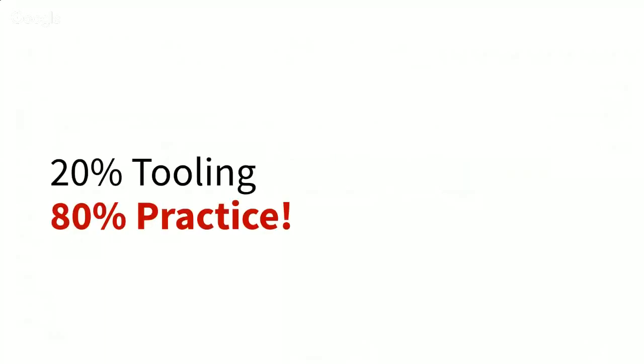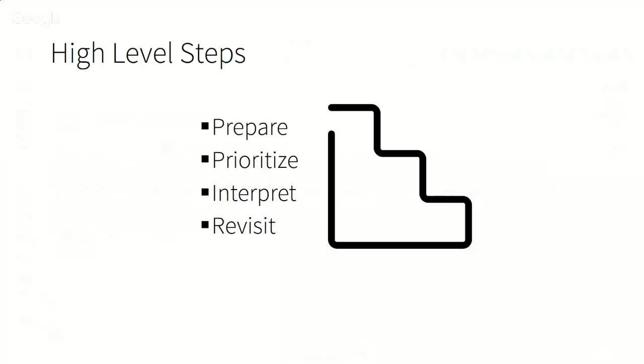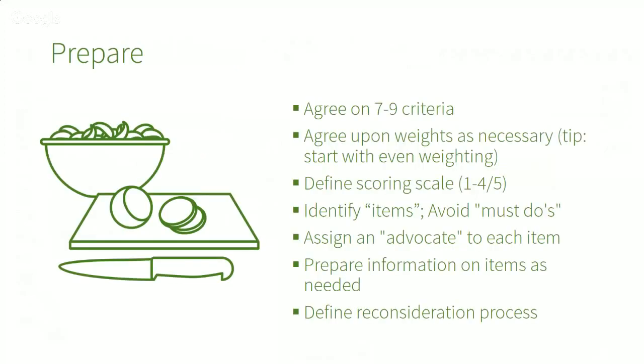So I would say it's 20% tooling. You could write these things on a whiteboard almost. It's the practice around it that really dictates, I think, whether or not you'll be successful with it. So I think about using the tool in these high-level steps. You're going to prepare, and we will decompose each one of these. You will actually do the prioritization exercise. You spend some time interpreting the results, and then you revisit the decisions you've made or the scores that you've given as necessary.